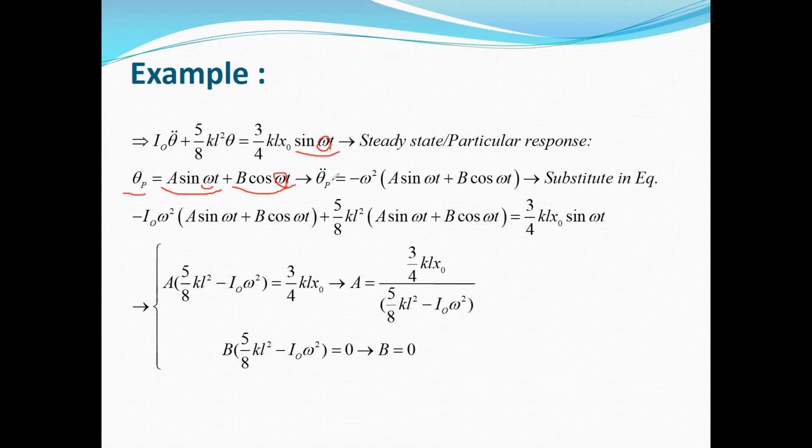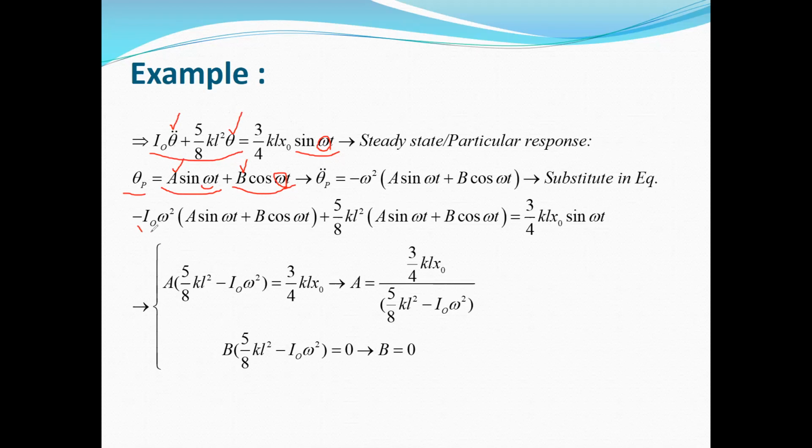The next step, we need to substitute theta p, the particular response, into the main equation to obtain A and B, similar to the previous example. So we need to obtain theta double dot. When you want to substitute into the main equation, we need the form of theta double dot and theta. Here we have a harmonic function, so theta double dot is equal to minus omega squared times theta. And then we can substitute into the main equation.